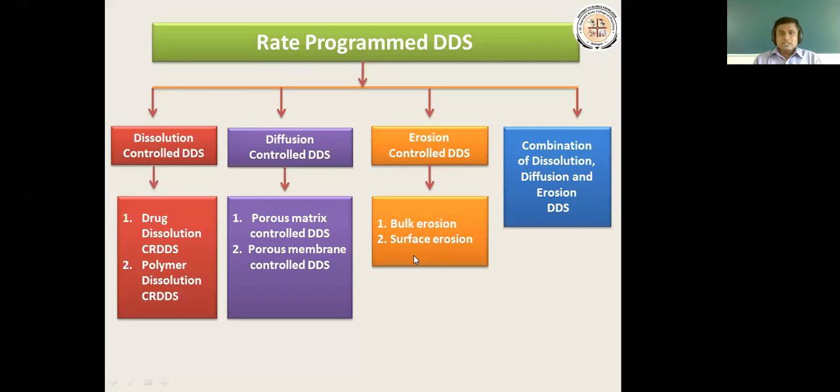And the last type is the combination of all these three, that is a combination of dissolution, diffusion and erosion. Either two systems or all three systems may be employed to formulate the drug delivery system. That is called a combination of dissolution, diffusion and erosion control release drug delivery systems.